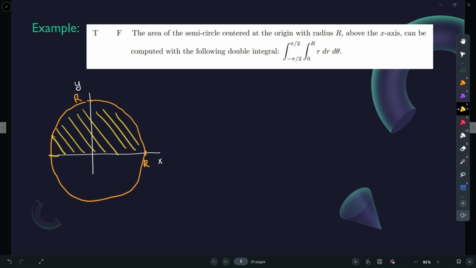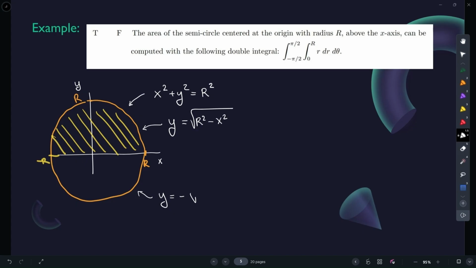Great. So here in x, this is minus r. It goes from minus r to r. So if I was going to express this in Cartesian coordinates, I'm going to need also to know what this equation right here is. The equation of a circle is x squared plus y squared equals the radius squared. So the top of the graph will be, if I solve for y, the square root of r squared minus x squared with a positive, while the bottom of the graph is the one that I get with minus the square root of r squared minus x squared.